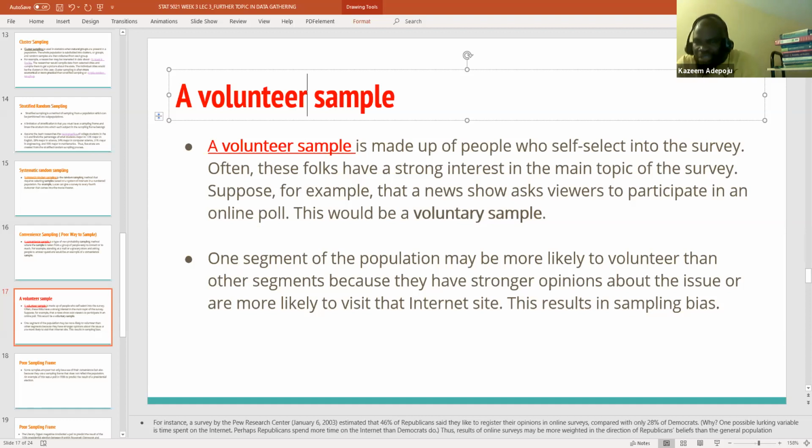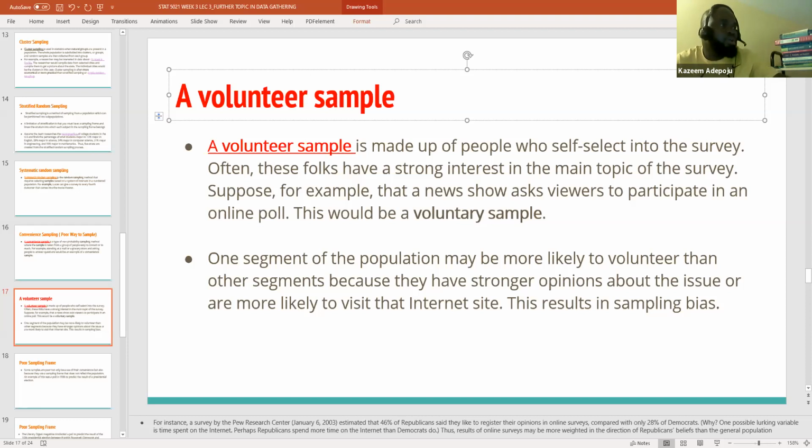Now, there is a possibility that some Republicans spend more time online than Democrats. Because of that, the result of an online survey may be more weighted in the direction of Republican belief than the general population. That is one of the reasons why the volunteer sample is not good, though it's not as if it's totally bad. It also has its benefit, and I'm still going to talk about that. But in some situations, if we really want to get information, we need to go beyond the volunteer sample.